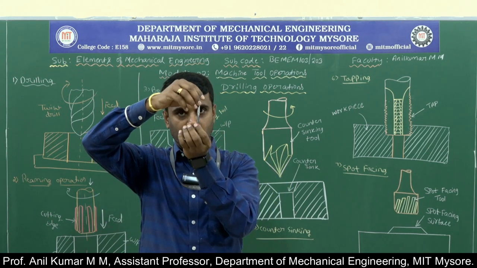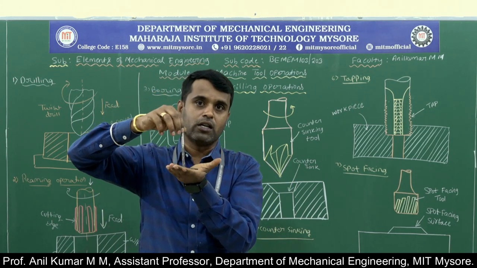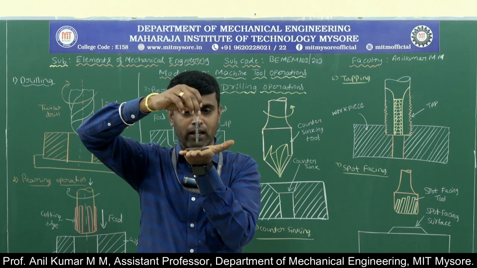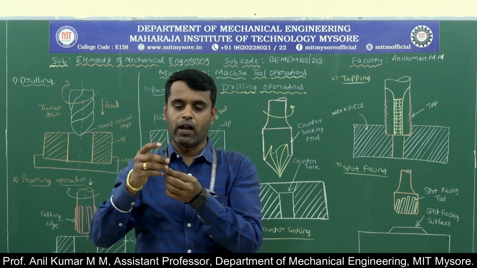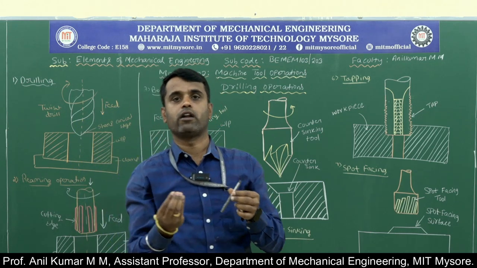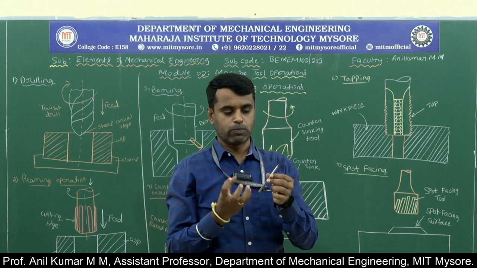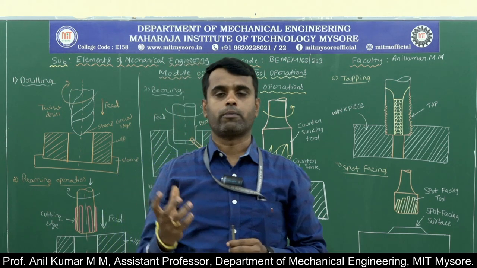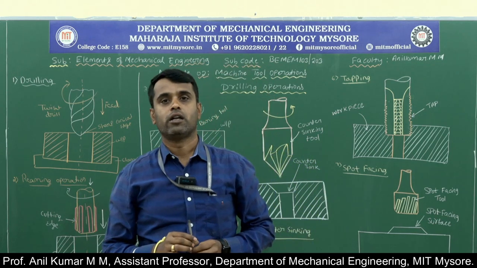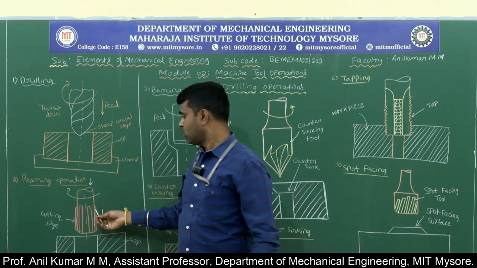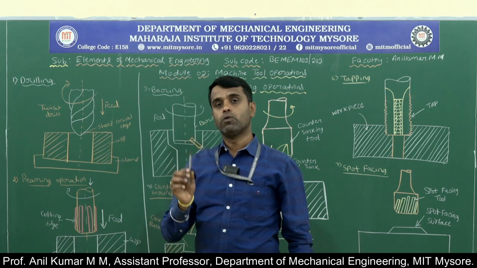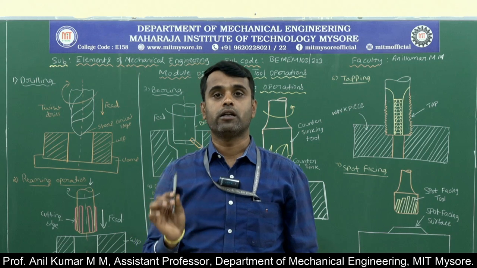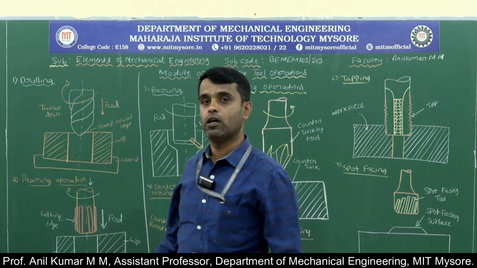We just have to feed the reamer tool slowly against the previously drilled hole, and this removes a small amount of material from the workpiece, producing a smooth surface. Reaming is generally carried out for smoothing or finishing the previously drilled hole surface. That operation we call reaming.